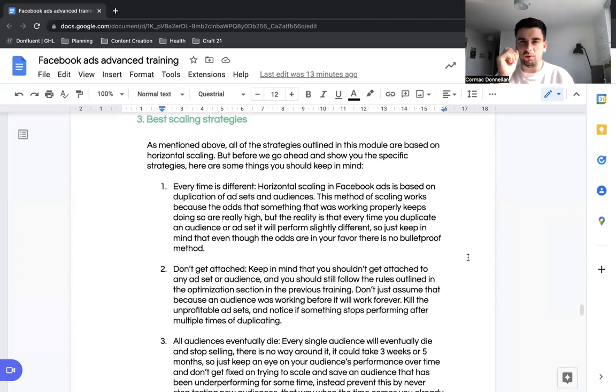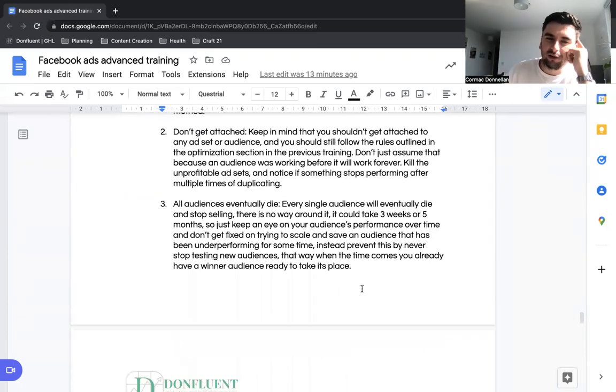And what we have to do is follow the rules outlined in the optimization section. So basically making sure that you stay to your principles, making sure that you don't have any emotional attachment to a piece of content. That if it doesn't work, you're strong enough to say, right, that piece of content isn't performing and I'm not going to use it. So kill the unprofitable ad sets and notice if something stops performing after multiple times of duplicating. You can't make an assumption based on one group of ads to one ad set or one ad to an ad set. We need to test it to multiple ones to make sure that it definitely doesn't resonate with any of our audiences.